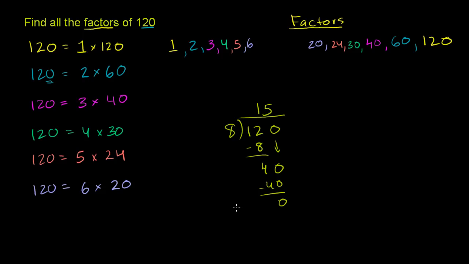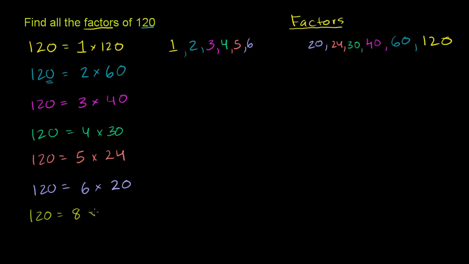So 120 is equal to 8 times 15. So let's add that to our factor list. We now have an 8, and now we have a 15. Now, is it divisible by 9?